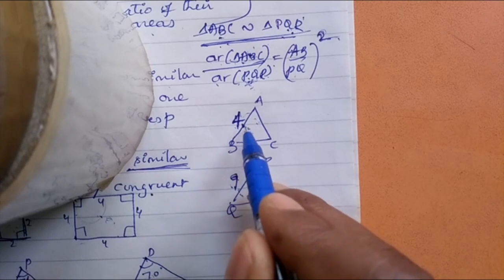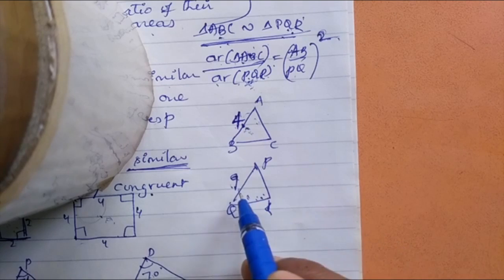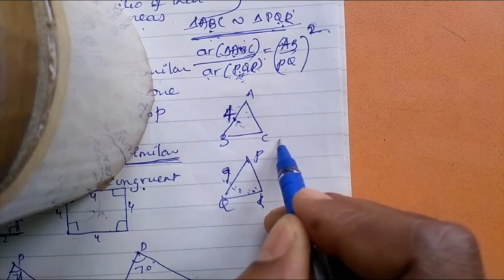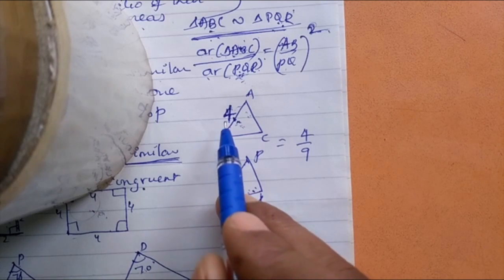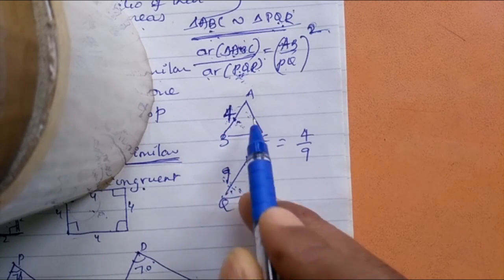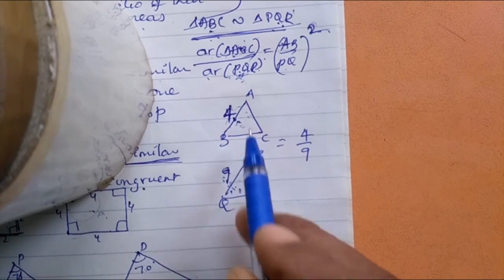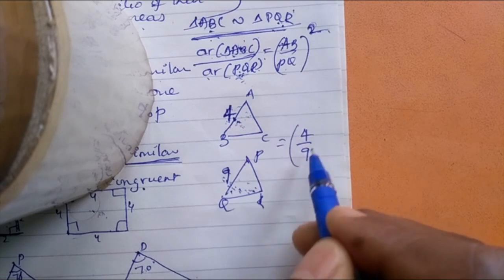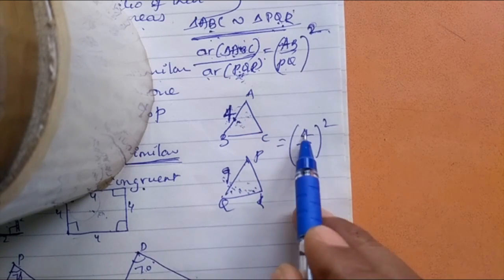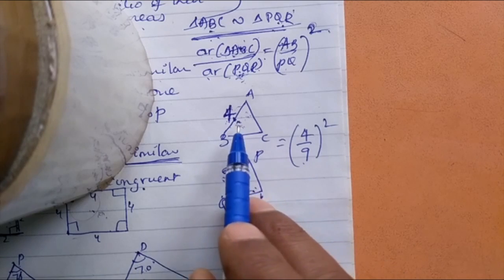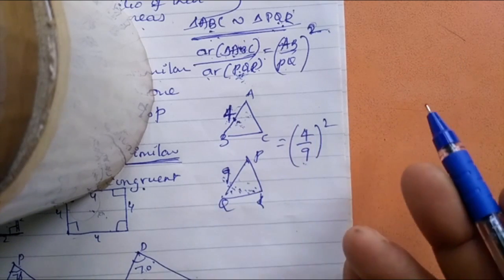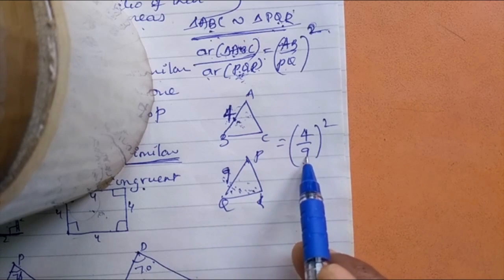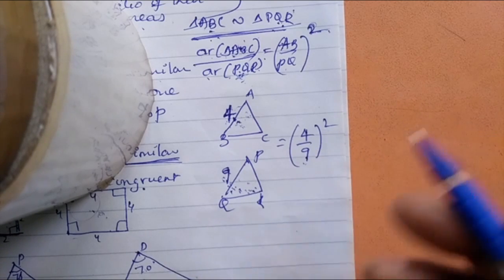So this 4 cm triangle and 9 cm triangle, their sides are in ratio 4/9. This side is 4, this side is 9. What about the areas of these two triangles? It is 4 by 9 whole square. 4 by 9 is just the ratio of their sides, and 4 by 9 whole square is the ratio of their areas. So sides are 4 by 9, areas are 4 by 9 whole square.